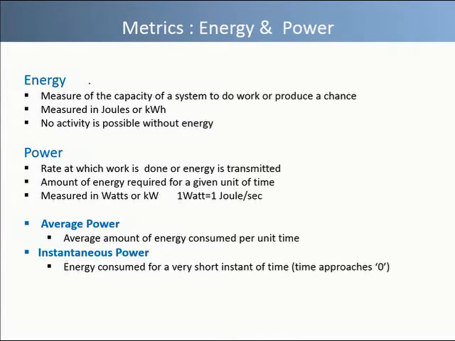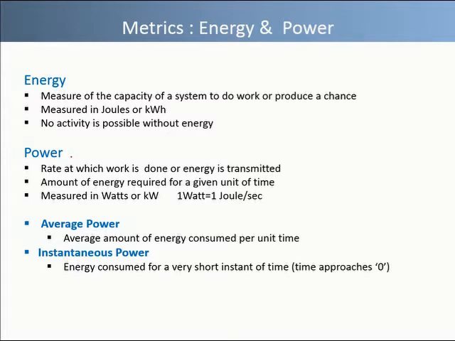What is energy? Energy is defined as the capability of any system to do some work or produce a change in its present state. No activity of any type is possible without consumption of energy. The standard units of energy are joules or kilowatt hours. For any kind of work, for example electrical, mechanical, or whatsoever, some definite amount of energy is required, and this amount of energy is fixed whether the work is done quickly or slowly.